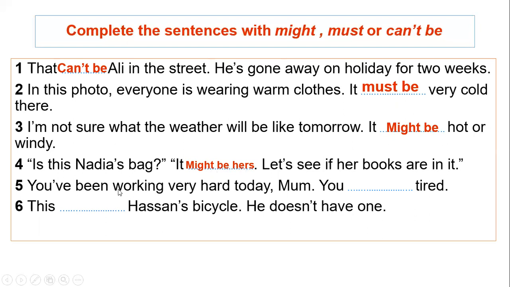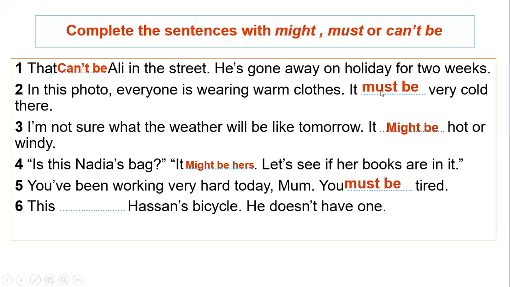Number 5, you've been working very hard today, Mom. You're something tired. He's talking to his mom, and his mom has been working very hard all day. So the answer is must be. Why? Because you are sure that his mom is tired. So we use must be.